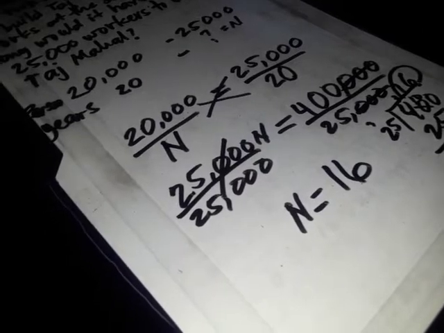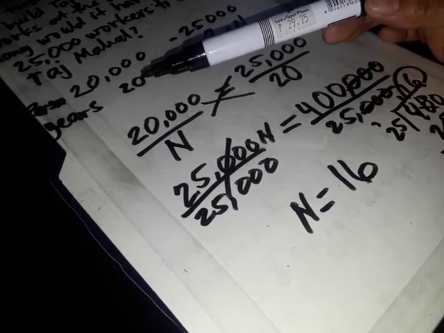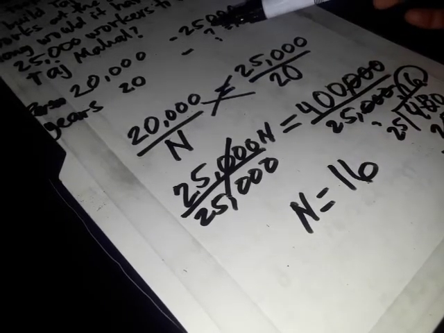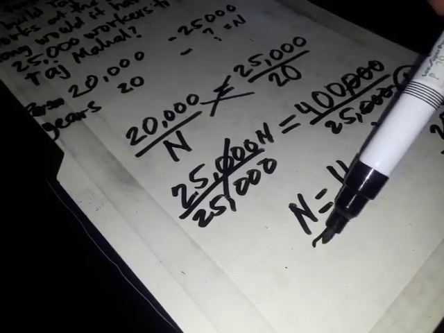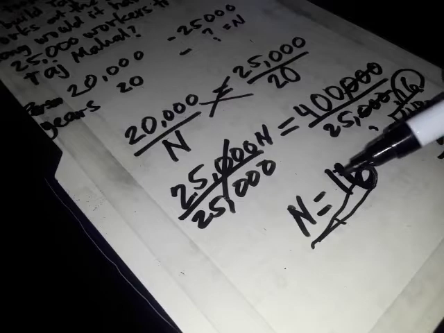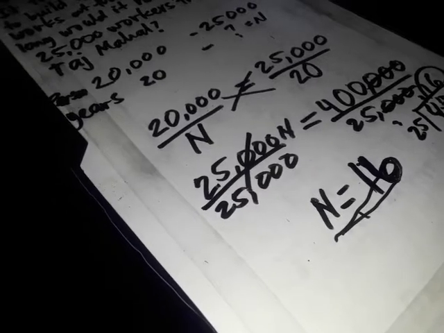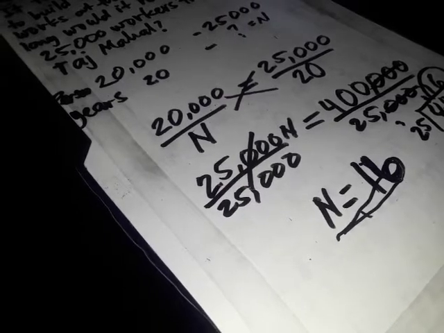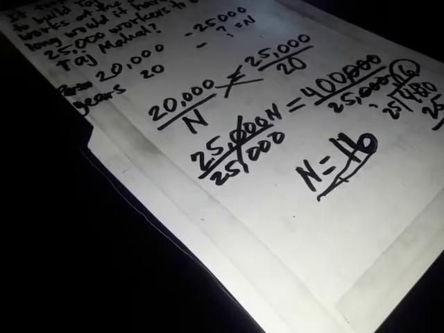Ibig sabihin, kung ginawa ang Taj Mahal ng 20,000 na workers in 20 years, kung gagawin naman siya ng 25,000 na workers, yung taon ay magiging 16 years na lang siya. Bakit? Kasi syempre, mas marami ang gagawa, mas mabilis. Okay? Yan yung sinasabi nilang teamwork. So, kung mas maraming kamay, mas mabilis ang trabaho kung silang lahat ay magtatrabaho. Okay? So, bibigyan ko pa kayo ng isa pang halimbawa na isang kind ng proportion.